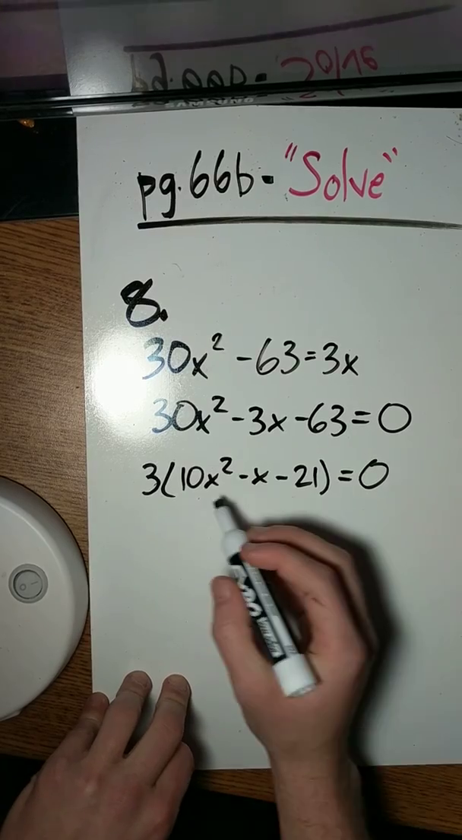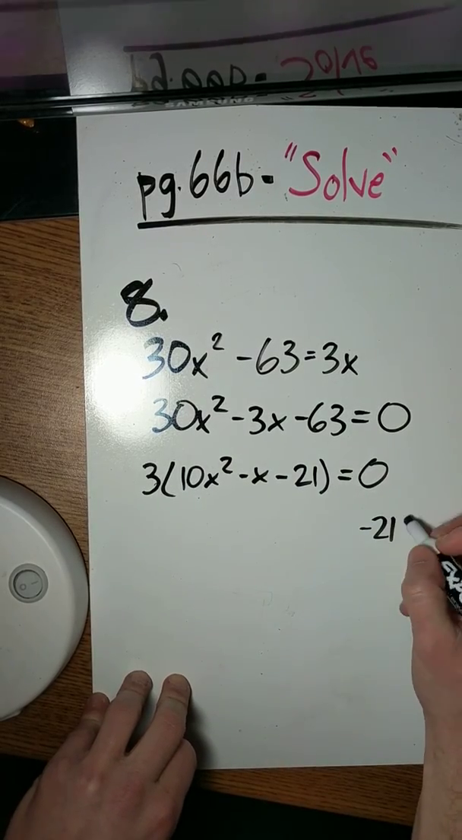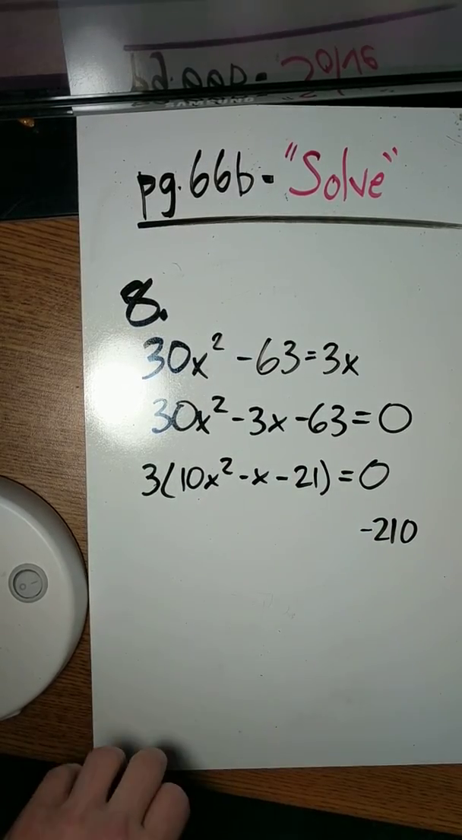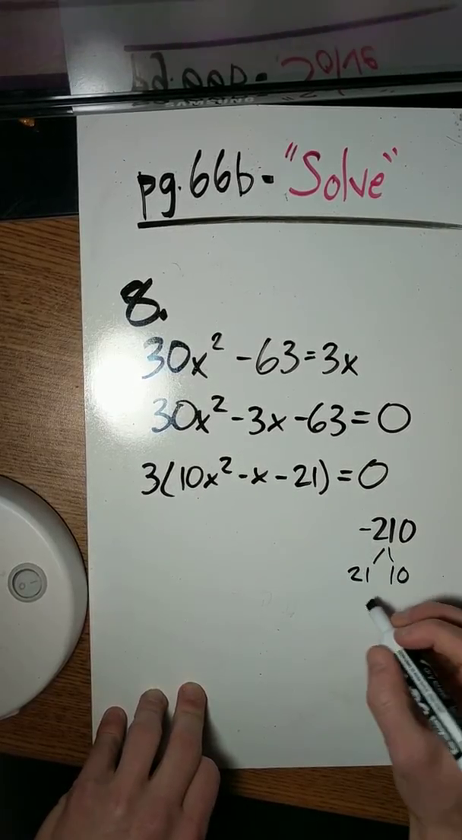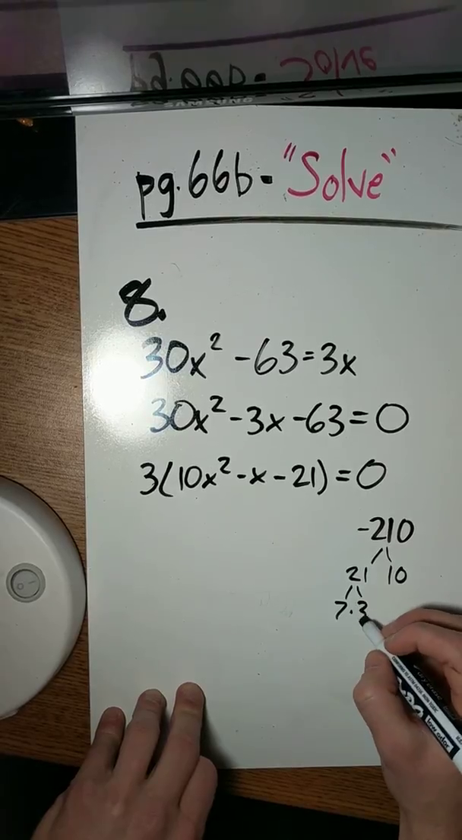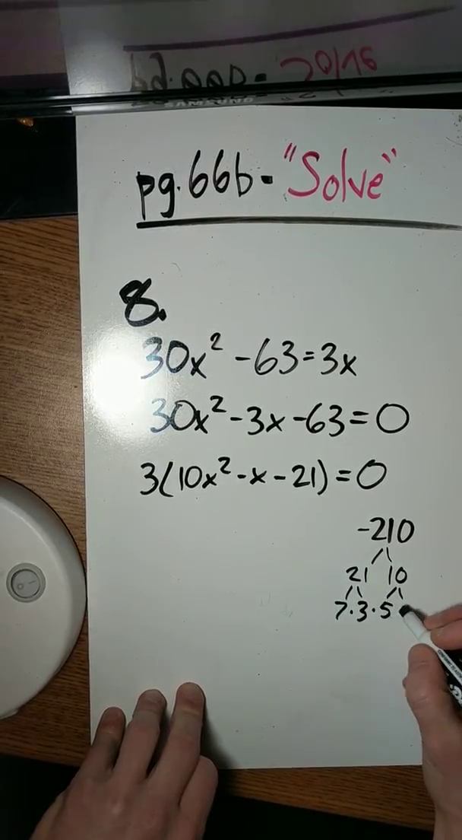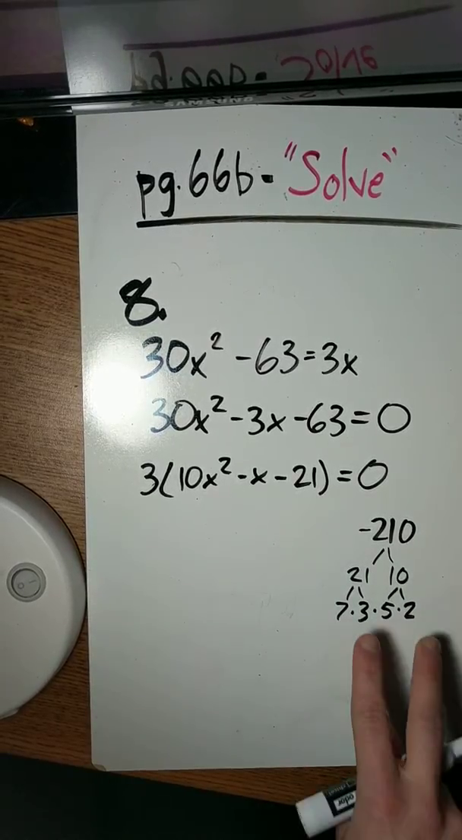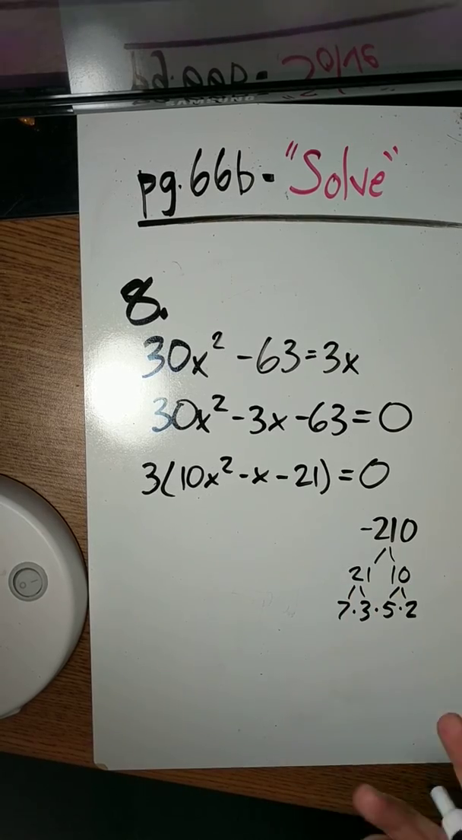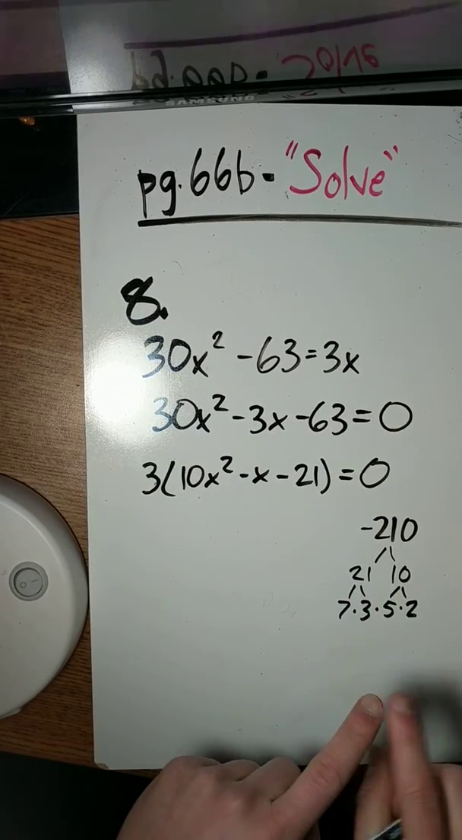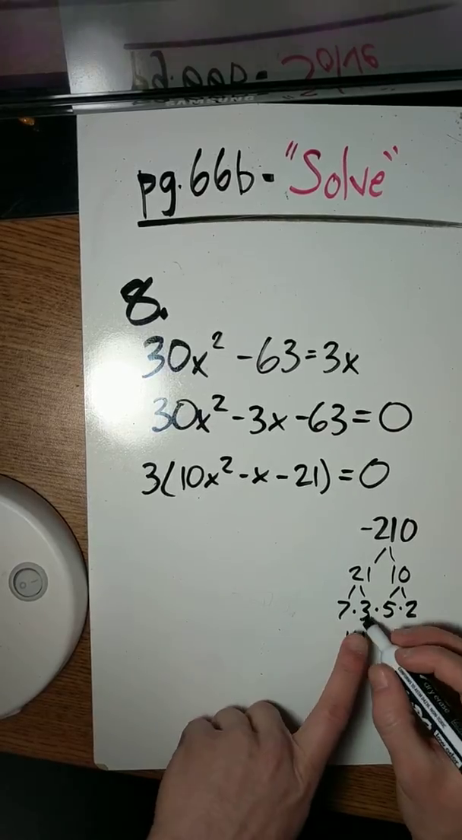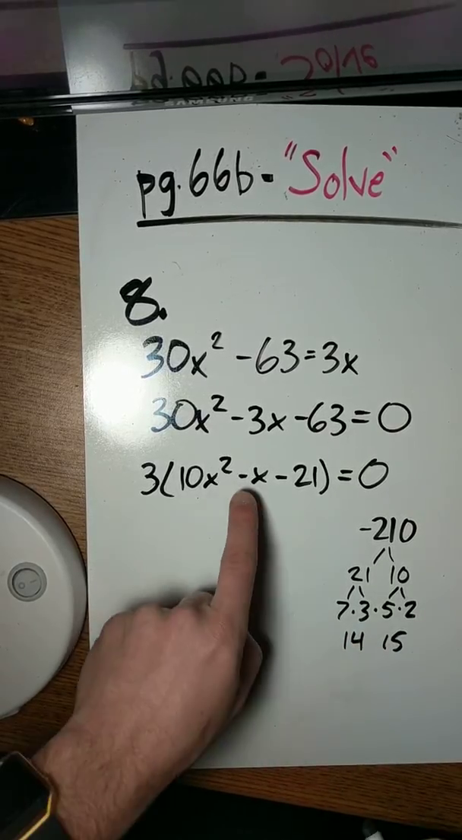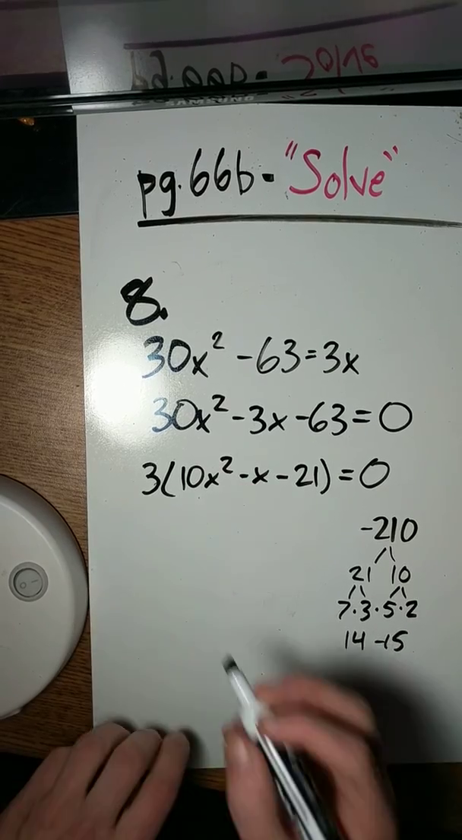So we're looking to multiply to negative 210, but add to negative 1. So let's do prime factorization. 21 and 10, 7 times 3 times 5 times 2. In this case, 21 and 10 are 11 apart, so we need our factors to be closer. So maybe switching around 7 and 2, that'd be 14, 3 and 5 is 15. All right, cool. We need it to be negative, so the bigger one is negative. All right, here we go.